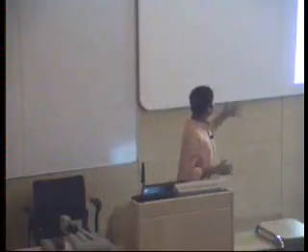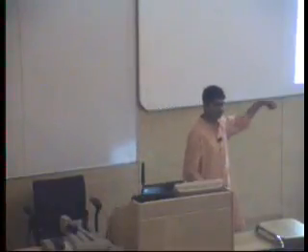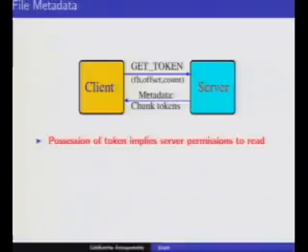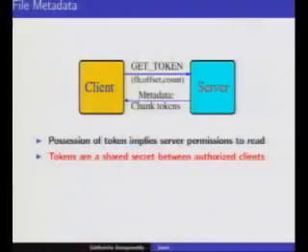Okay. So getting into the details, in the very first step, the client gets the metadata from the server by sending a get token RPC, indicating the file that it is interested in with the file handle. The server then sends back the metadata, which consists of these chunk tokens. So intuitively, what is this chunk token? The possession of this token implies permission from the server to read this particular chunk. Hence, because of this property, tokens are a shared secret between authorized clients, clearly.